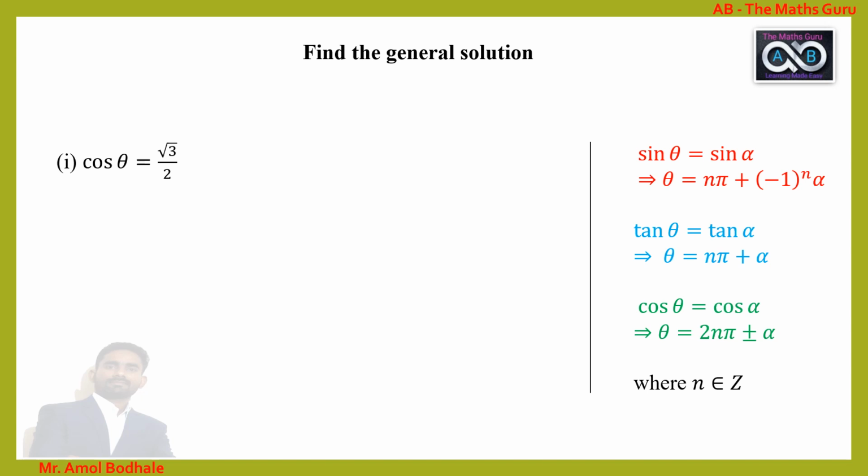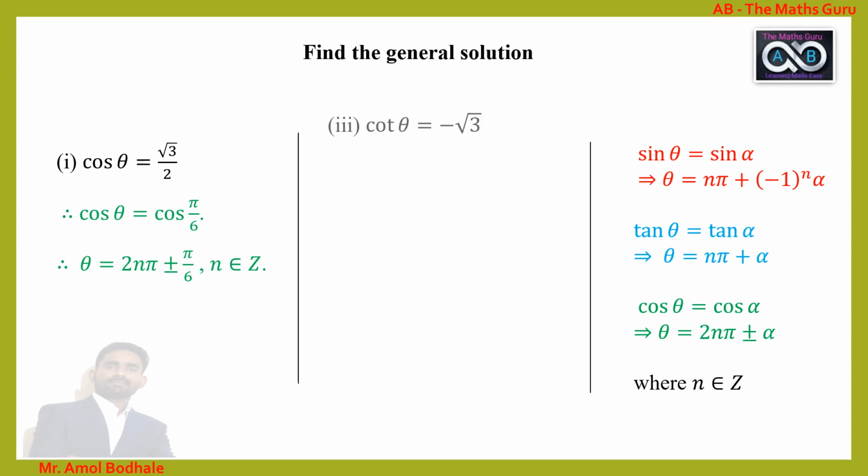Cos theta equal to root 3 by 2. So here we know cos of pi by 6, that is cos 30, is root 3 by 2. Now this example is in the third type, that is the third result, cos theta equal to cos alpha. Then the solution is theta equal to 2n pi plus or minus alpha. So here alpha is pi by 6, so we can use this result. We can write theta equal to 2n pi plus or minus, replacing alpha by pi by 6. So this is the general solution.